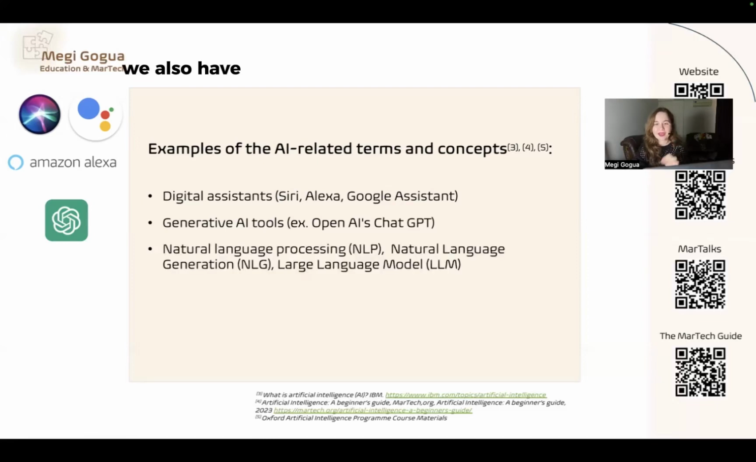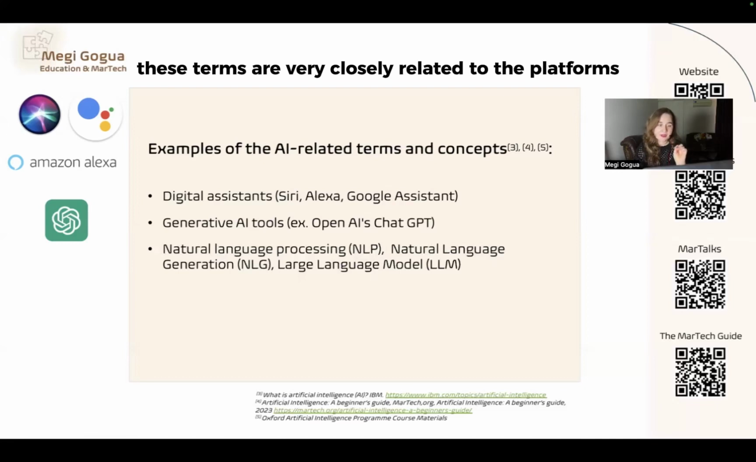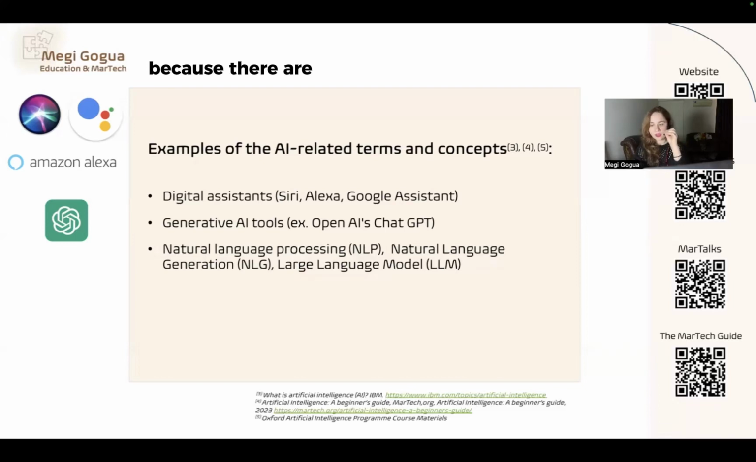At the same time, we also have concepts like natural language processing, natural language generation, large language models. These terms are very closely related to the platforms and tools that I just mentioned, because they're initially and directly focused on conversations, on textual data, on how it can be disentangled and not only understood in a way the machine can understand, but also used for other uses, for example, marketing use as well.